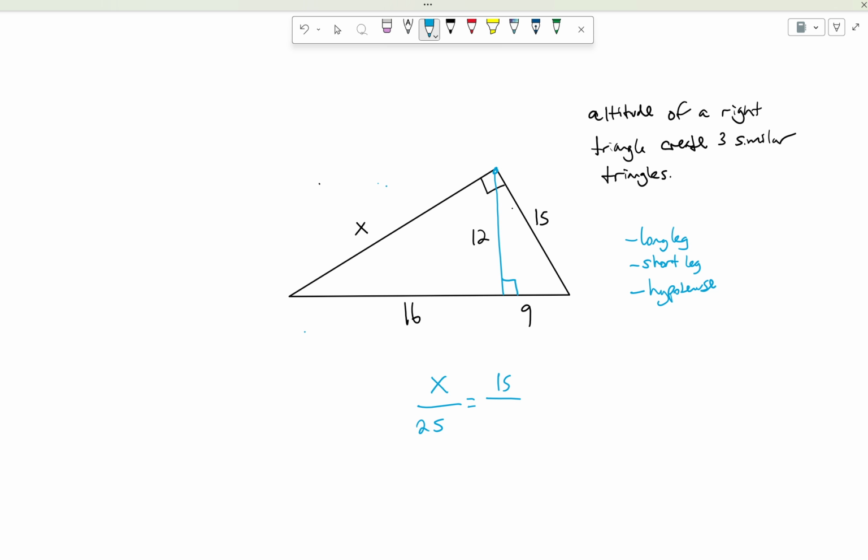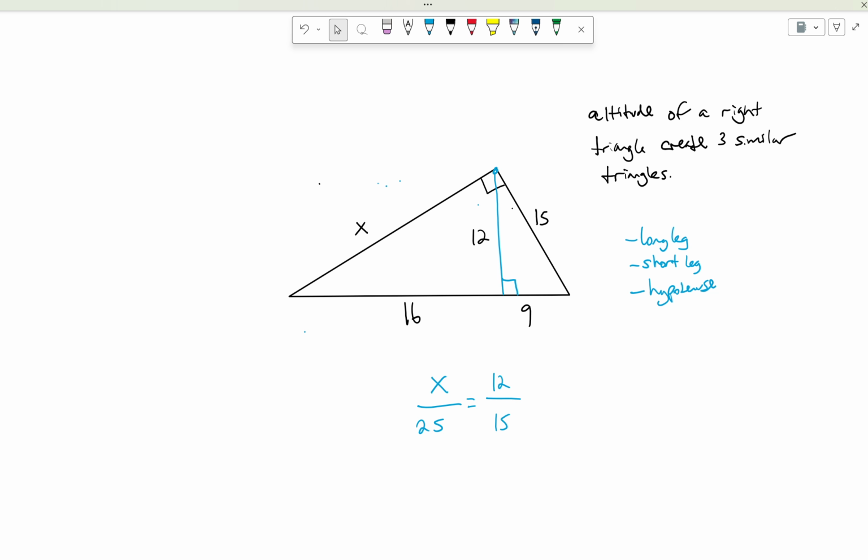And then, I'm sorry, guys. I did the big triangle. This was the long leg, right? Versus 15 was the short leg. Now, if we're not sure, we can actually go back here. So the long leg here is going to be 12, right? This is because 12 is bigger than 9. And then the hypotenuse is 15.